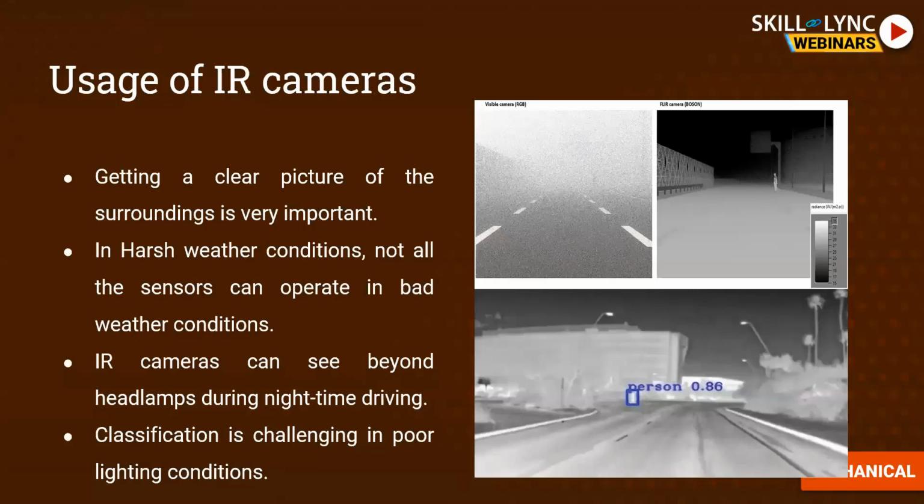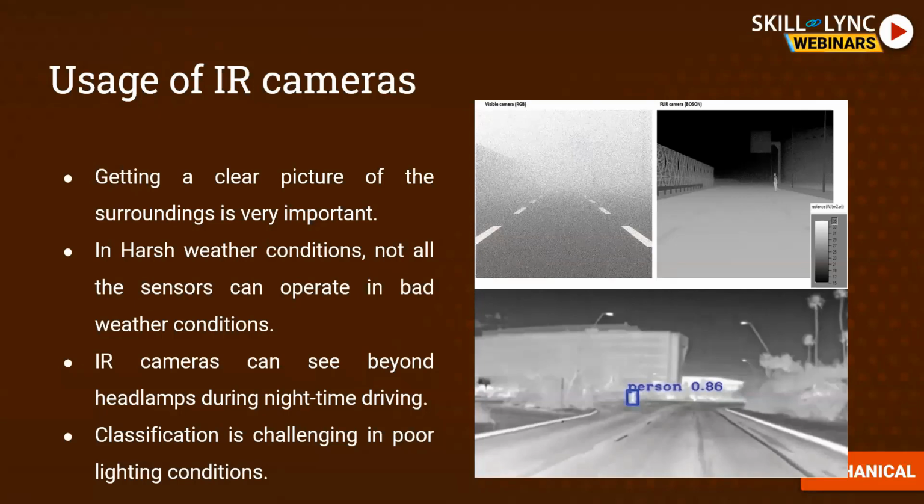In harsh weather conditions, not all the sensors can operate. Now the question comes to mind: why not lidar? We cannot use lidar because it works on the same concept. It emits light, traces back the light, and detects the distance between the object and the vehicle, your autonomous vehicle. But there are certain conditions in which even LiDAR cannot operate.